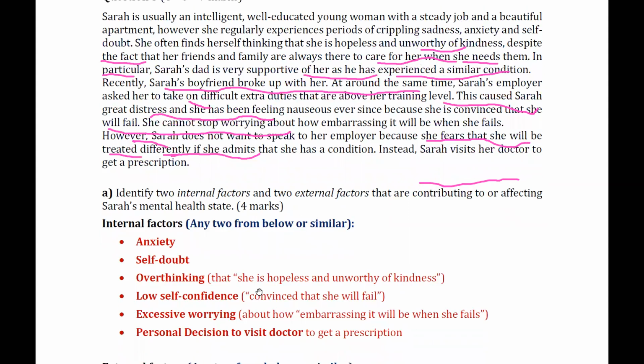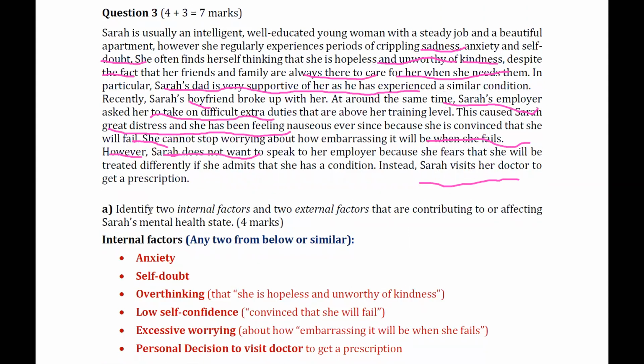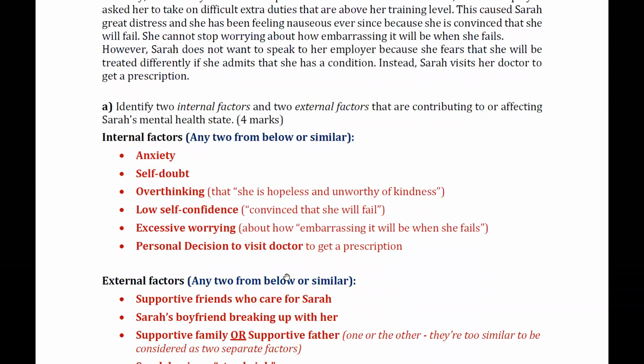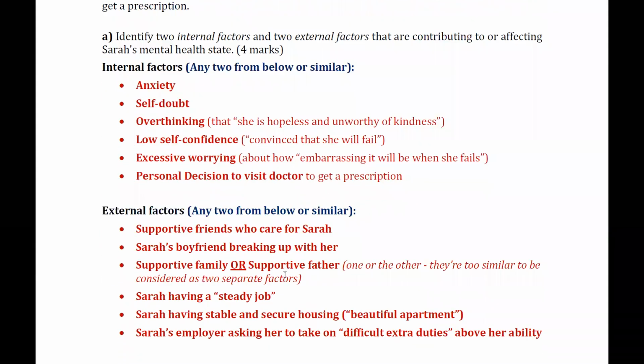So the first question is: identify 2 internal factors and 2 external factors that are contributing to or affecting Sarah's mental state. Just get rid of all the scribbles here. First thing. Okay, so the 2 internal factors and 2 external factors. Now this question is basically just talking about what are the factors inside of Sarah or internally that are affecting her mental health, and what are the factors surrounding her that are external to her that are affecting her mental health.